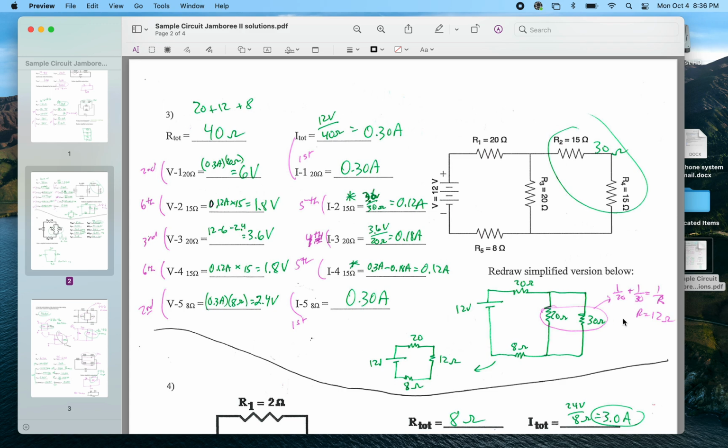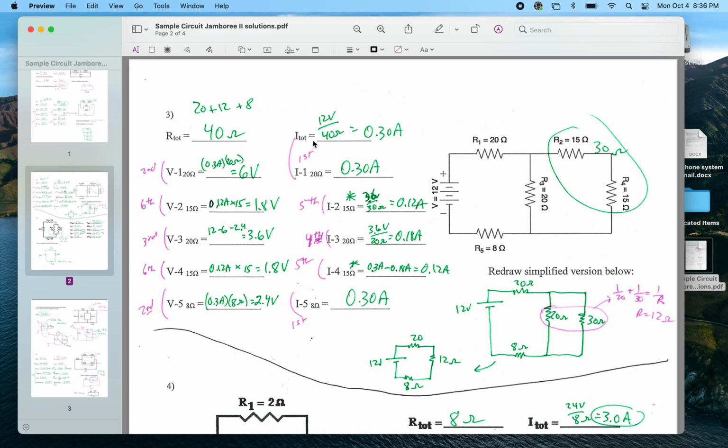I take 1 over 20 plus 1 over 30 equals 1 over R. The resistance of this whole part is 12 ohms. I redraw it again. So I have the 20 ohm resistor up here, the 8 still down here. All this mess of these three is now equivalent to a 12 ohm resistor. So now it's easy. 20 plus 12 plus 8 gives me 40 ohms of total resistance.